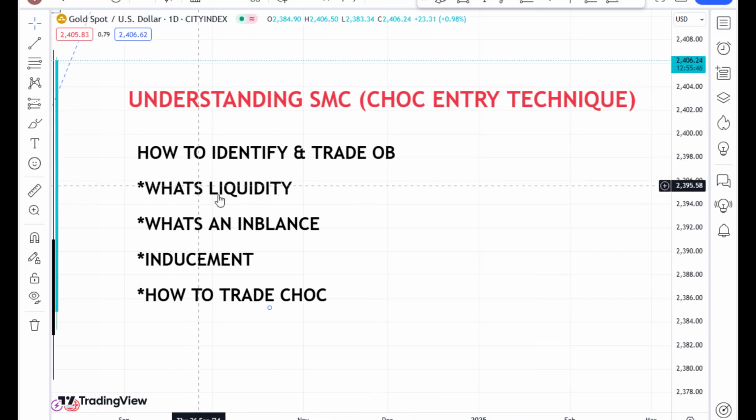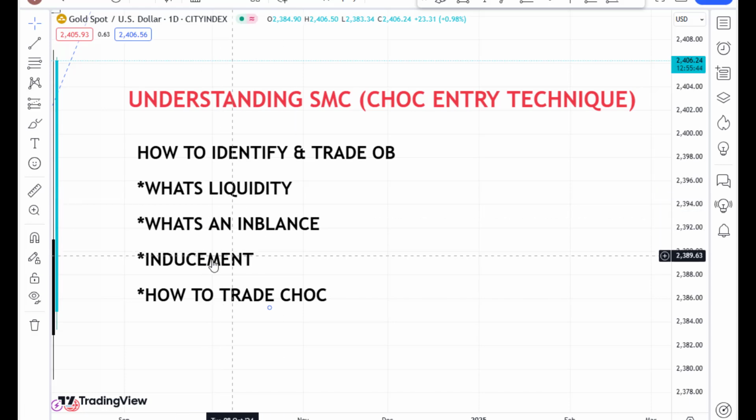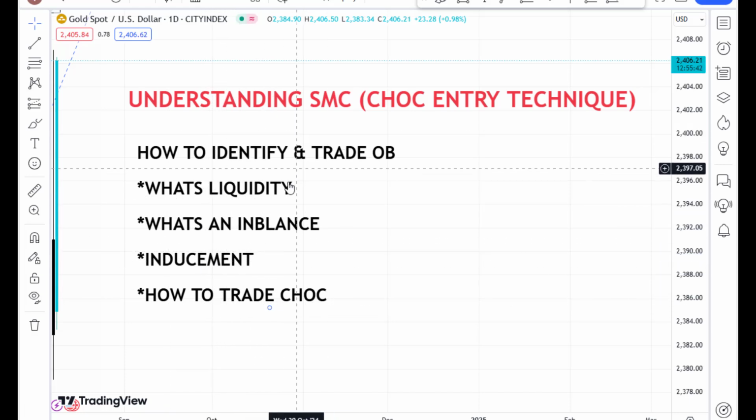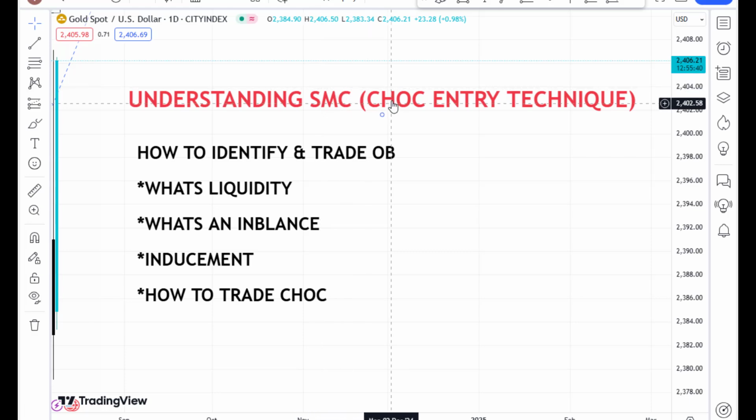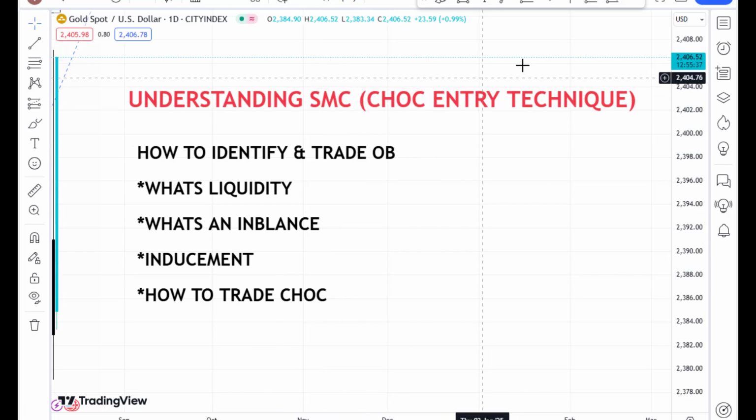And under smart money concepts we are going to look at liquidity, imbalance, inducement. This is just to highlight these few concepts, and how you should be able to enter using these techniques, guys. So just follow attentively.